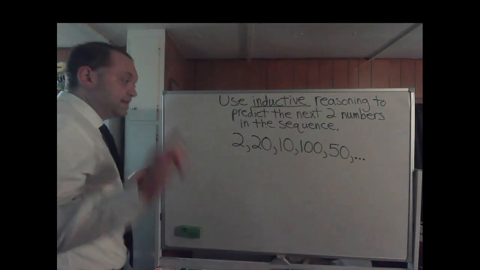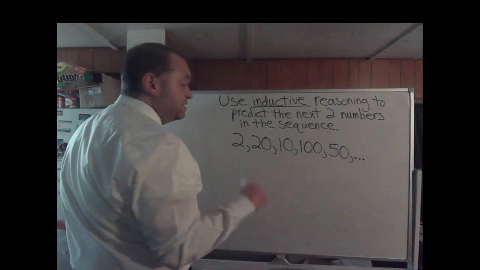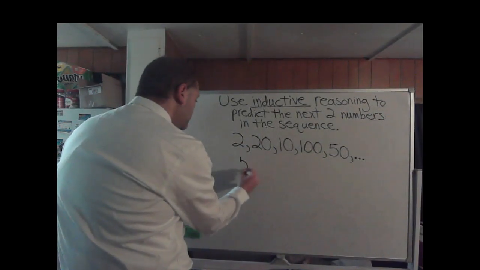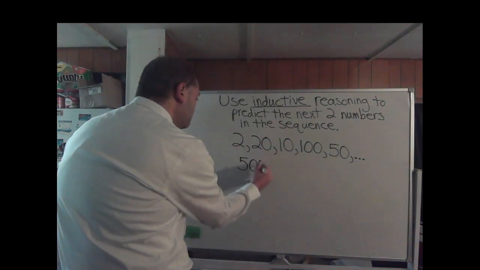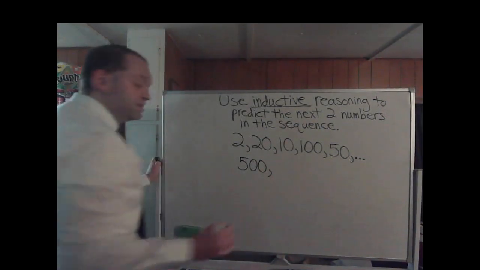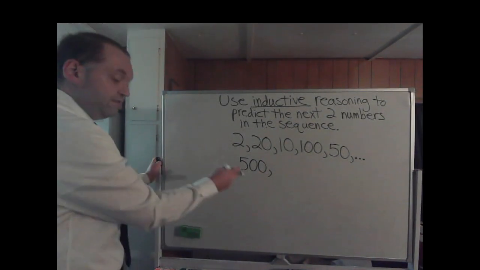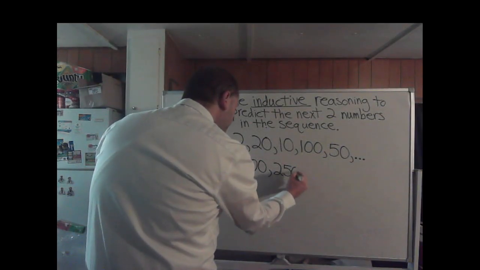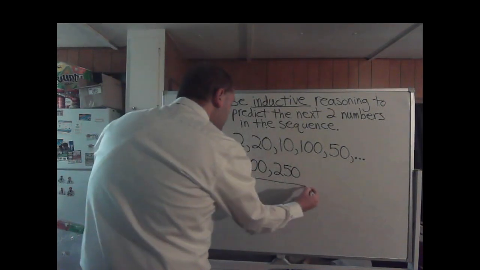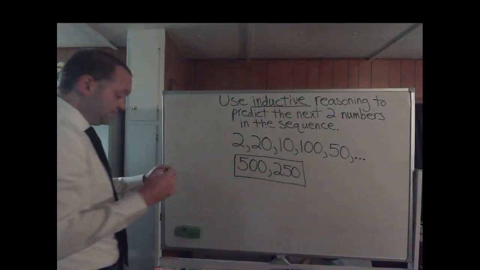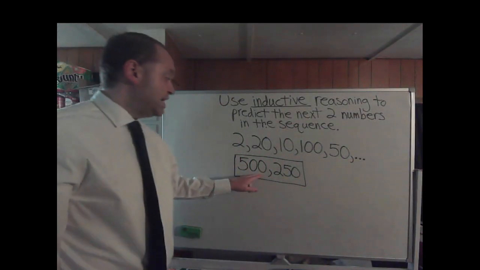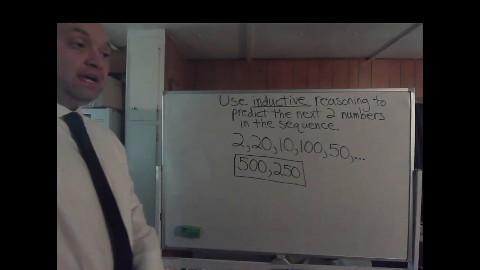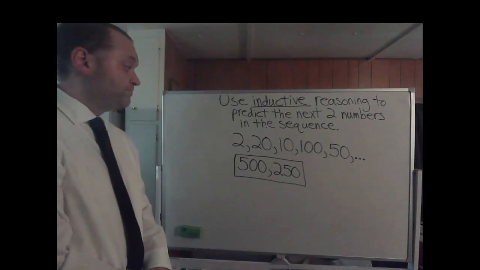So that means the next number, based on inductive reasoning, we should multiply by 10. So you take 50 times 10, your next number in the sequence would be 500. And then the number after that, you would divide 500 by 2, you would end up getting 250. So based on inductive reasoning, the next two numbers would be 500 and then 250. But then once again, we don't truly know.